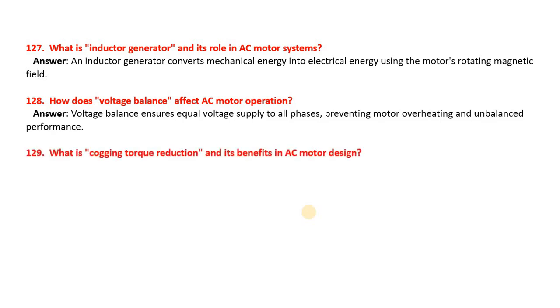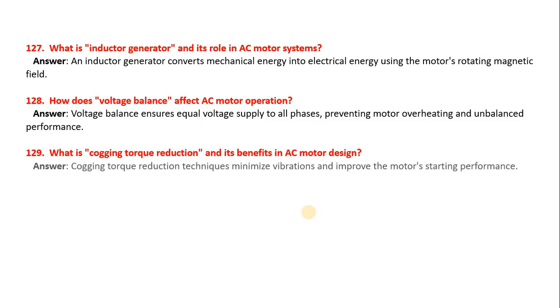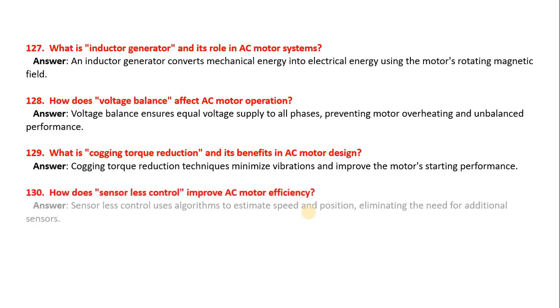What is the cogging torque reduction and its benefit in AC motor design? Cogging torque reduction techniques minimize vibration and improve the motor's starting performance. How does sensorless control improve AC motor efficiency? Sensorless control uses algorithms to estimate speed and position, eliminating the need for additional sensors.